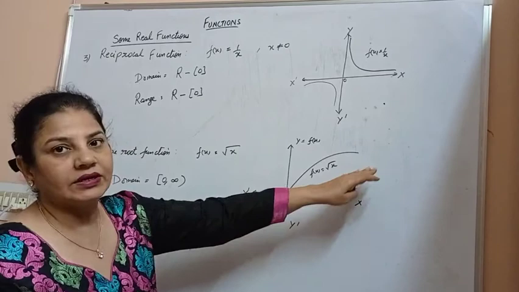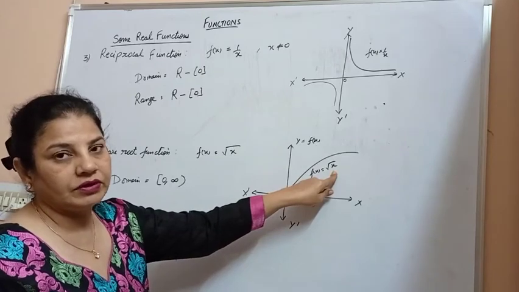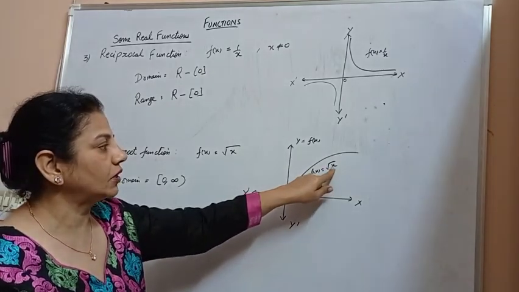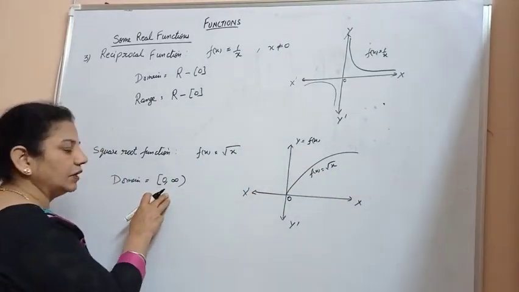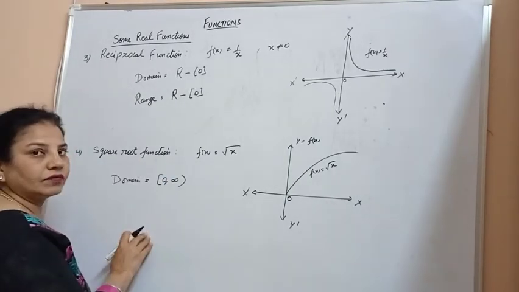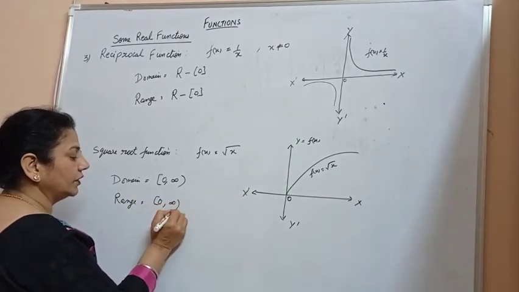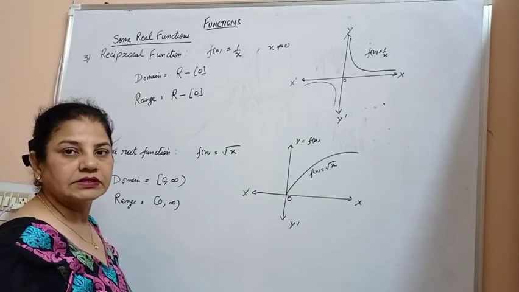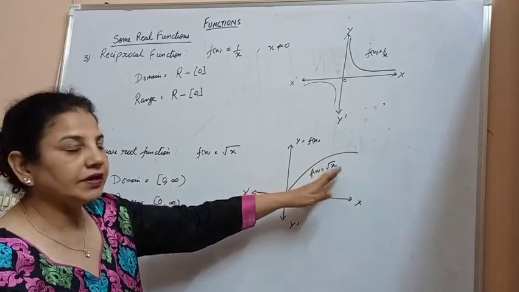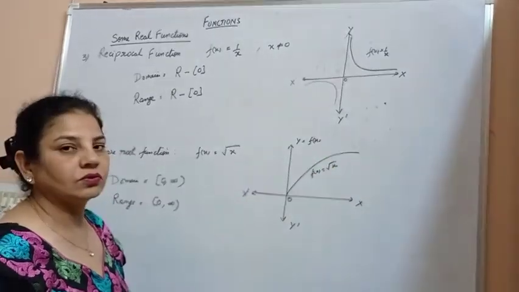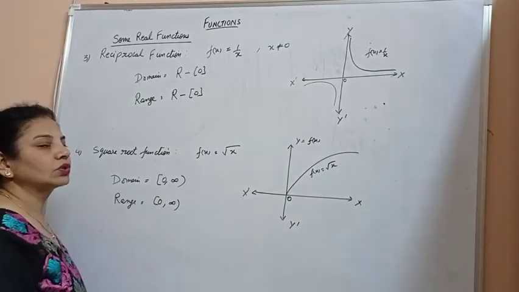We can give 0, 1, 2 and so on. We cannot give a negative value. If we give -1, then it won't be a real number, and for the domain it should be a real number. Therefore we can give x as 0, 1, 2, 3 to infinity. So the domain is 0 to infinity for the square root function, and the range is also 0 to infinity, because the value of f(x) we get when we put x from 0 to infinity is again 0 to infinity.